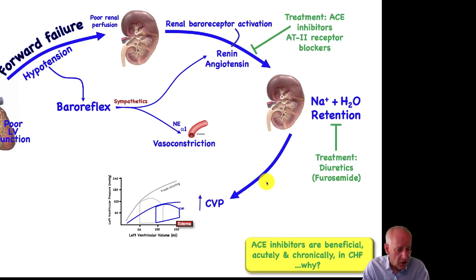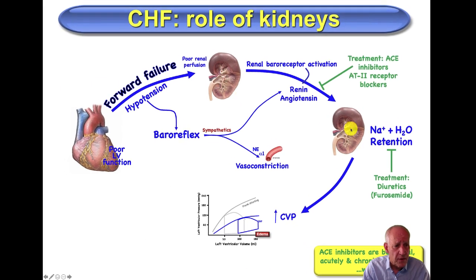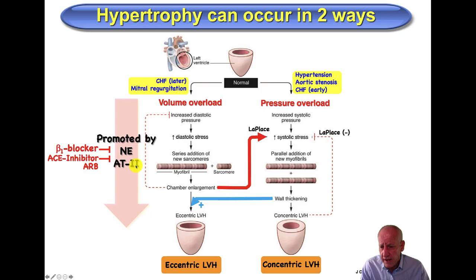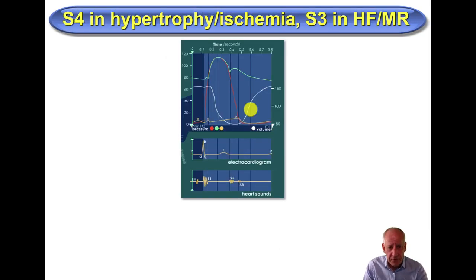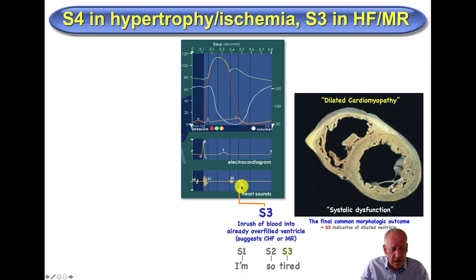ACE inhibitors and ARBs are chronically beneficial because they help suppress the angiotensin II-driven destructive eccentric remodeling of the ventricular wall. A few words about heart sounds. Remember that two extra heart sounds, in addition to the normal S1 and S2, can often be heard in various forms of heart failure. Remember that an S3 heart sound can occur in the early filling phase of diastole as blood rushes into the ventricle.